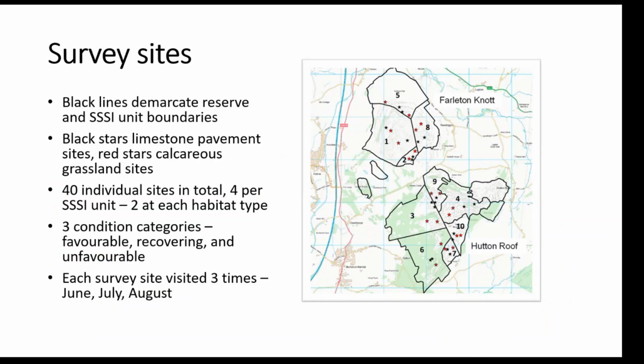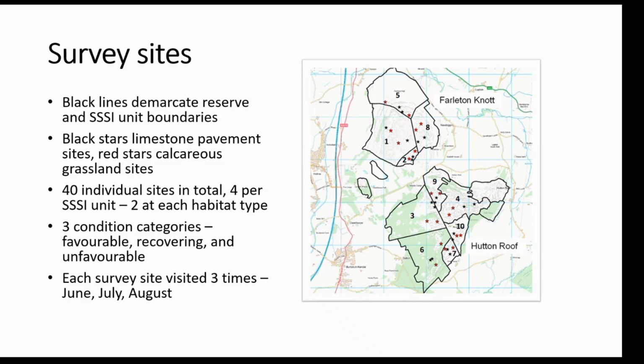So I was interested in the triple SIs themselves, and I've got a map here that demarcates all of those triple SI units, and I focused on 10 in particular, just because they had sufficient quantities of the limestone pavement and calcareous grassland habitats. So the black stars are the limestone pavement habitat and the red stars are the grassland.